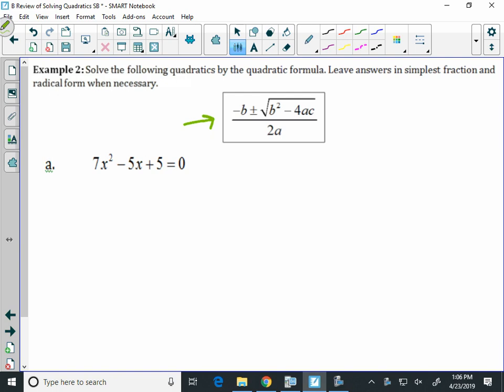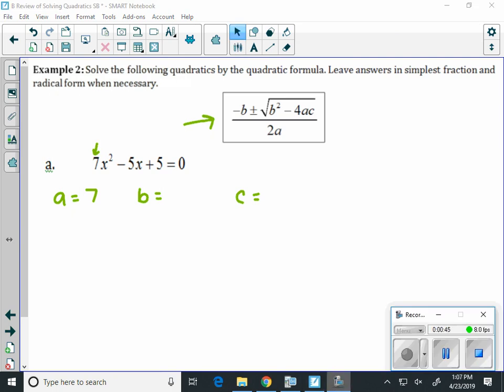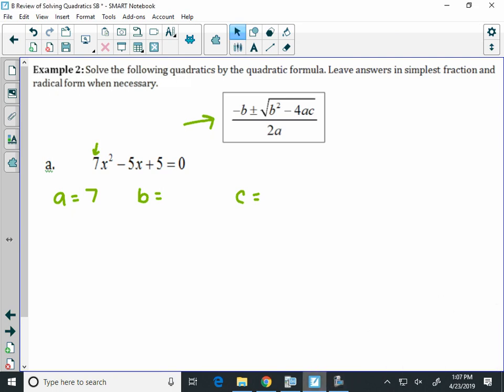So the first thing I like to do is label what's my a, what's my b, and what's my c. Your a is always the number that's in front of the x squared. So 7 is in front of the x squared. Your b is always what's in front of the x. So there's a negative 5 because there's a minus sign there in front of the x, so our b is negative 5. And your c is just this constant, that number in the back that doesn't have a variable.